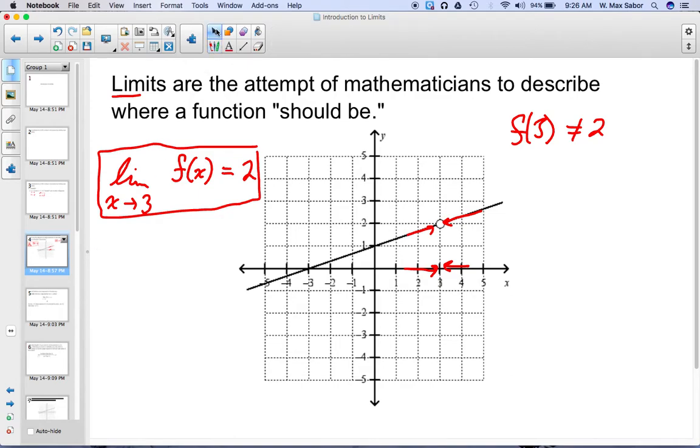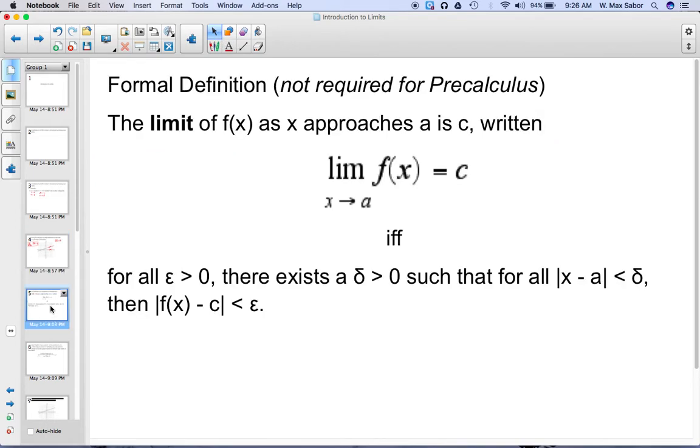You don't need to write this down, and I'm not going to be testing you on it, but this is the formal definition. The limit of f of x as x approaches a is c, written limit as x approaches a of f of x is c, if and only if, for all epsilon, this is just a Greek letter, greater than 0, there exists a delta, another Greek letter, greater than 0, such that for all x, if the absolute value of x minus a is less than delta, then the absolute value of f of x minus c is less than epsilon.